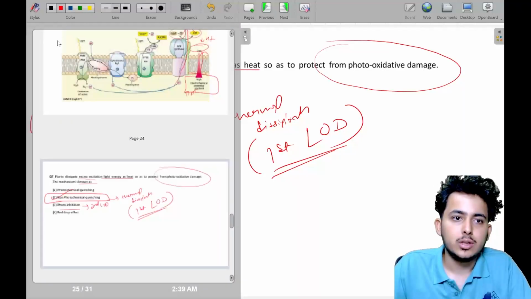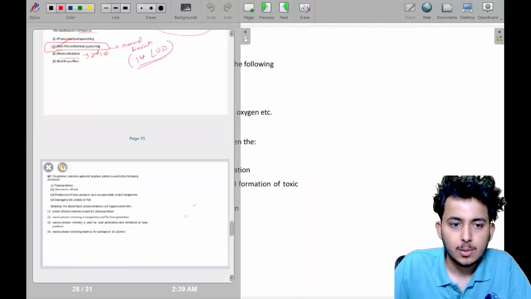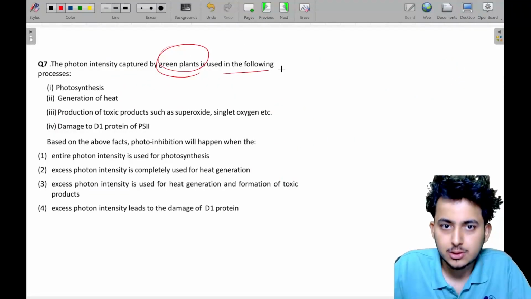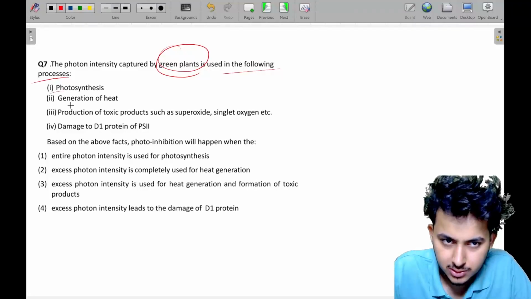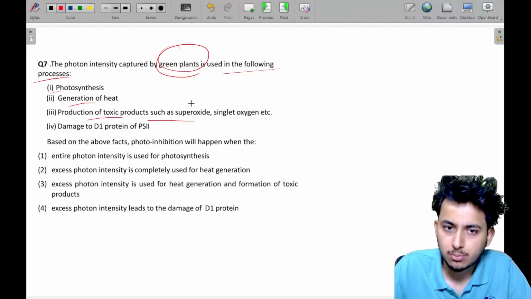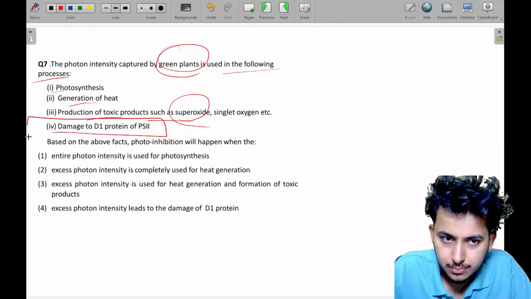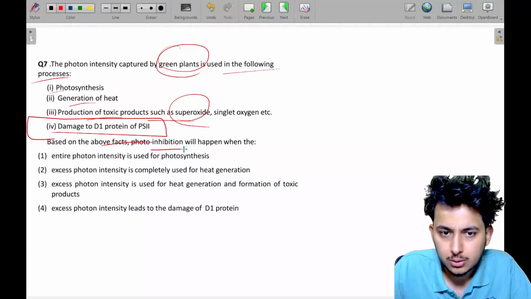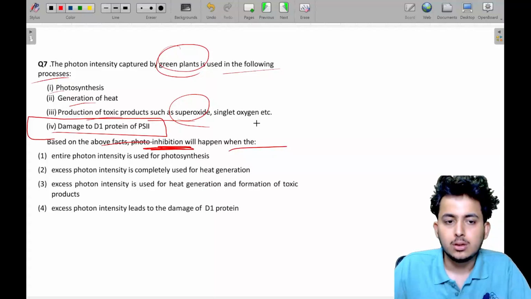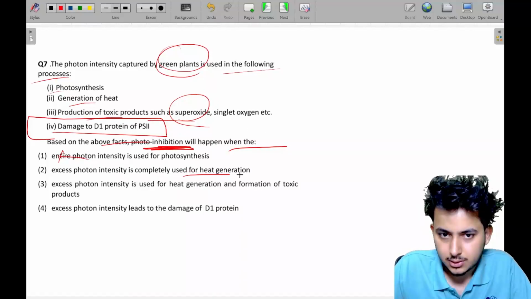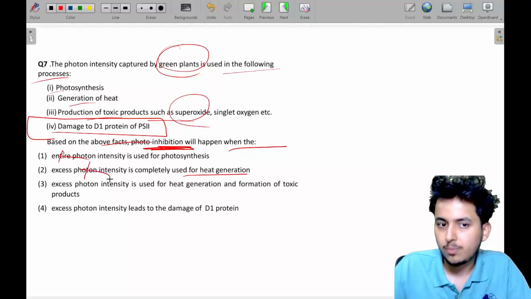Okay, so then another question. The photon intensity captured by a green plant is used in the following processes: photosynthesis, generation of heat, production of toxic products like superoxide, and damage to D1 protein of PS2. Based on the above fact, photoinhibition will happen when the entire photon intensity, no. Excess photon is used for heat generation, no.